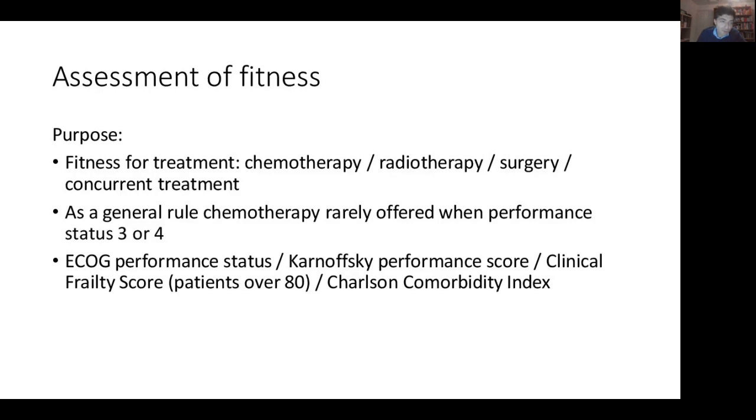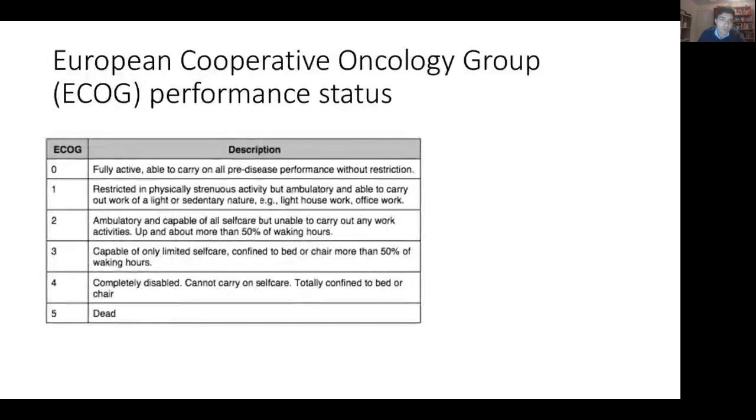So there are various ways of measuring performance status. This ECOG, Eastern Cooperative Oncology Group performance status, is the commonest. The Karnofsky performance score is more complex. That's a percentage from 0 to 100. Frailty score and comorbidity index, of course, are important as well.